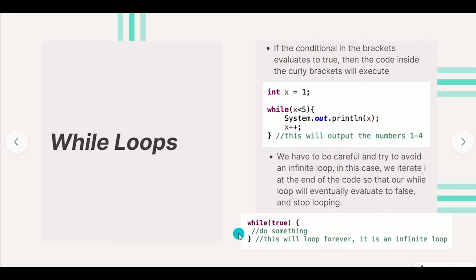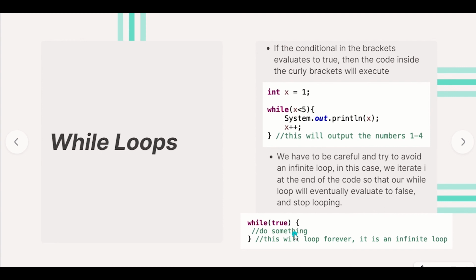But in an example over here where it's while true, it's going to be true every single time. So it's going to keep looping forever and ever, and it's never going to stop. And we do not want that. So avoid having a condition that's going to be true every single time. You need to have a condition that will be false at some point in your program.